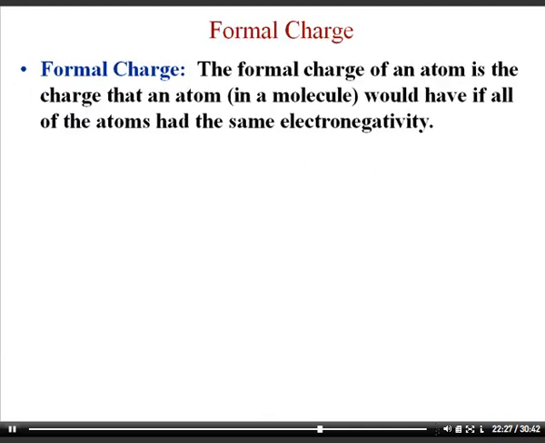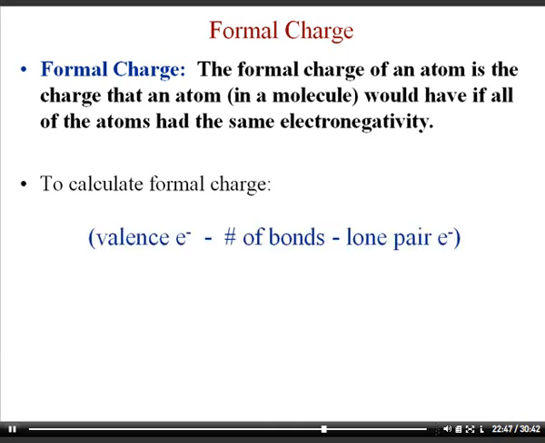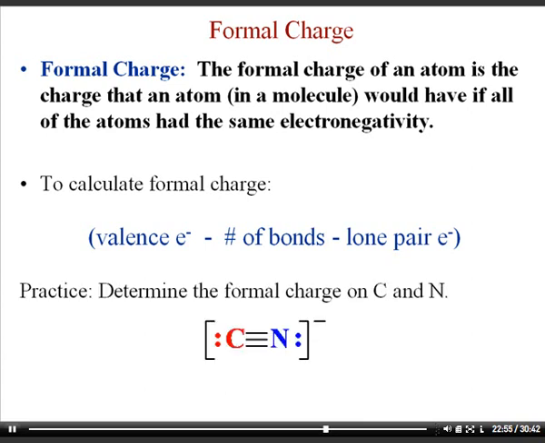Now we talk about formal charge, which is kind of an important topic. The formal charge of an atom is the charge that an atom in a molecule would have if all of the atoms had the same electronegativity, which means we're going to basically split the electrons that are shared evenly between the 2 atoms. Now to calculate formal charge, you can follow this formula: take the valence electrons of the element, minus the number of bonds that it's making, minus the lone pair of electrons that are around it.